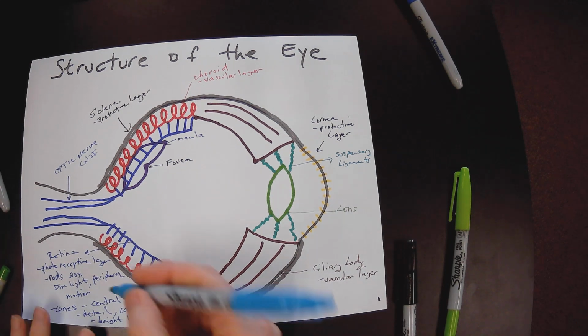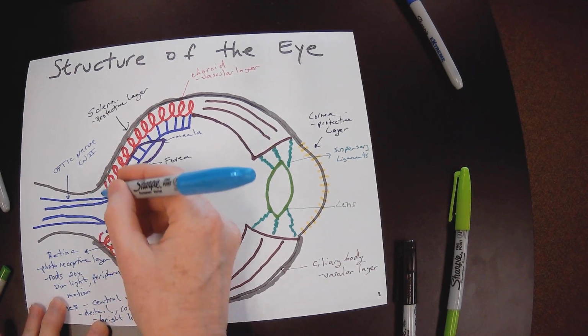And you also have another space. Back here in the back of your eyeball, you actually have a hole.